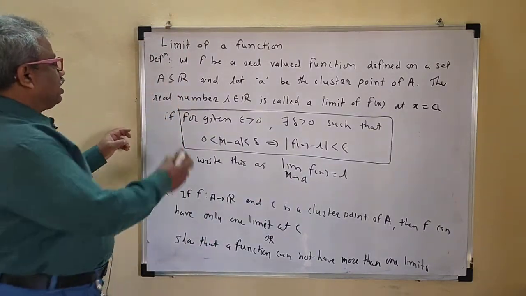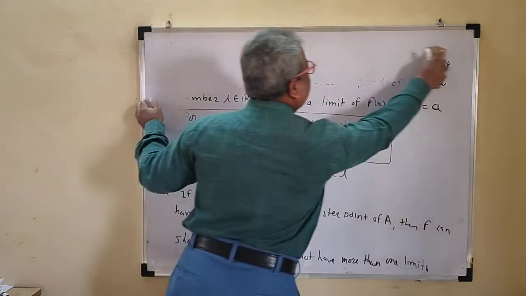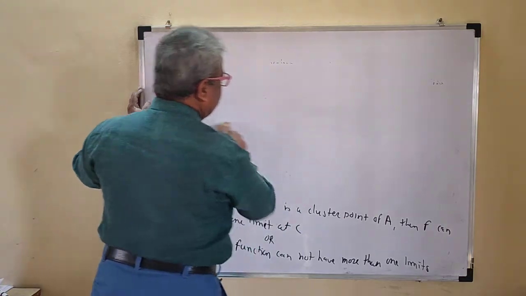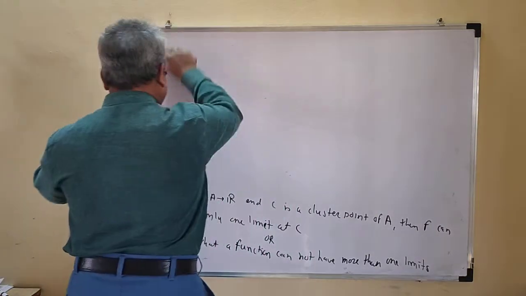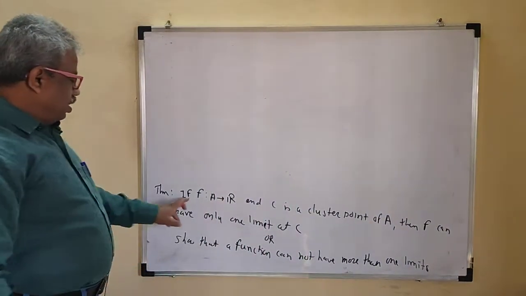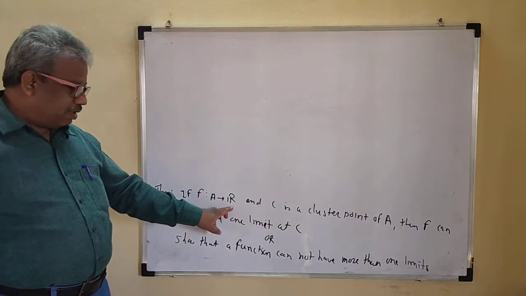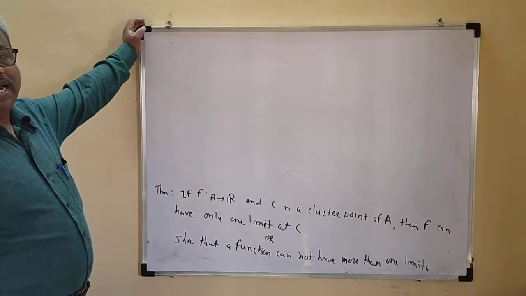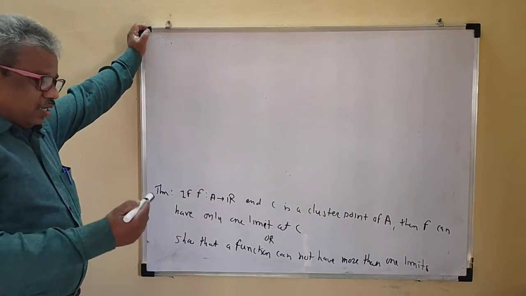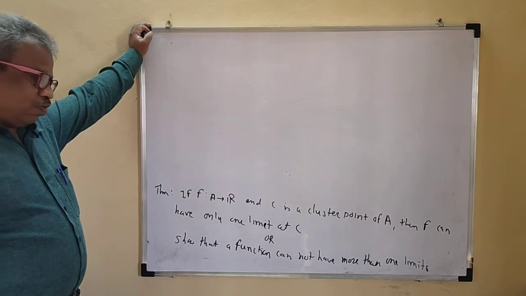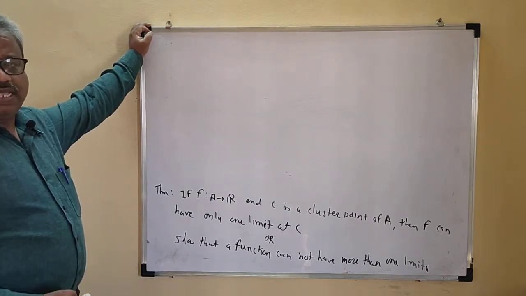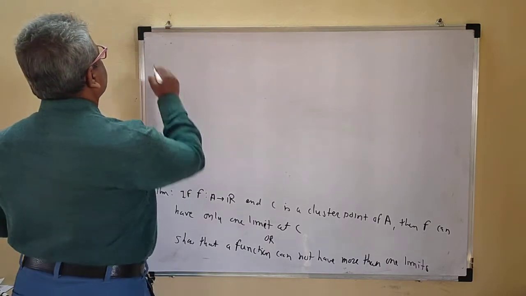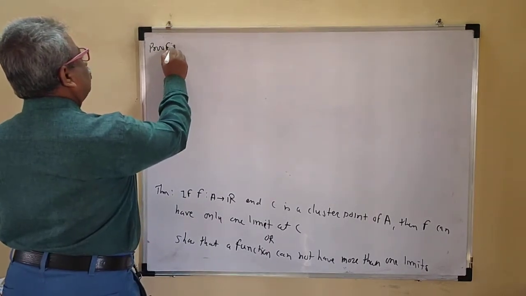Now we will see the theorem. If a limit exists, then it is unique. This theorem tells you that if a limit exists, then it is unique. The statement is: if f from A to R is a real valued function and c is a cluster point of A, then f of x has only one limit at x is equal to c. Or, show that it cannot have more than one limit. Or, if a limit exists, then it is unique. All three are the same. So we will see the proof.